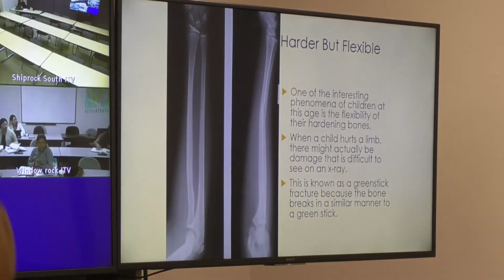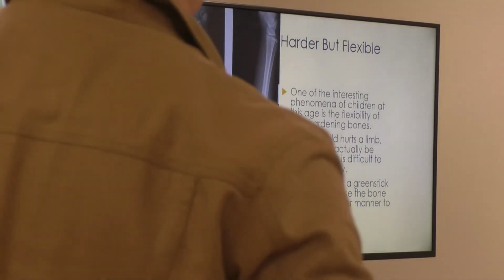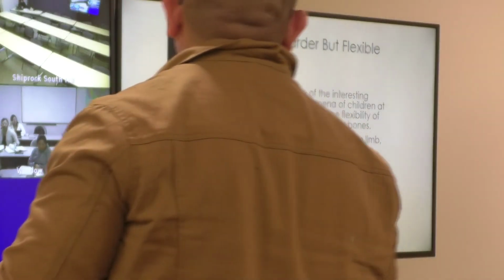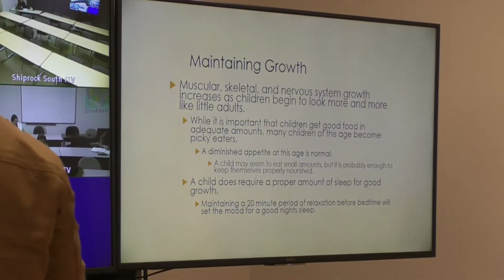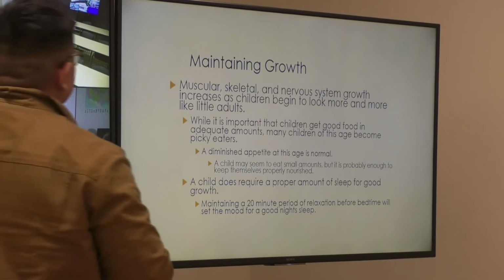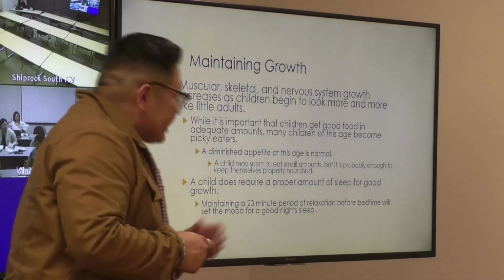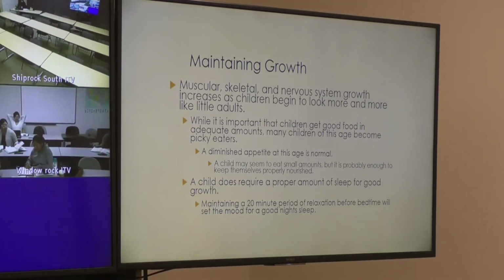It consistently keeps moving. Again, that's one of the big things we're always looking at, because the bone breaks in a similar manner to a green stick. So now, maintaining growth. Muscular, skeletal, and nervous system growth increases as the child is maturing. So again, you're starting to see that they're almost like little tiny adults.